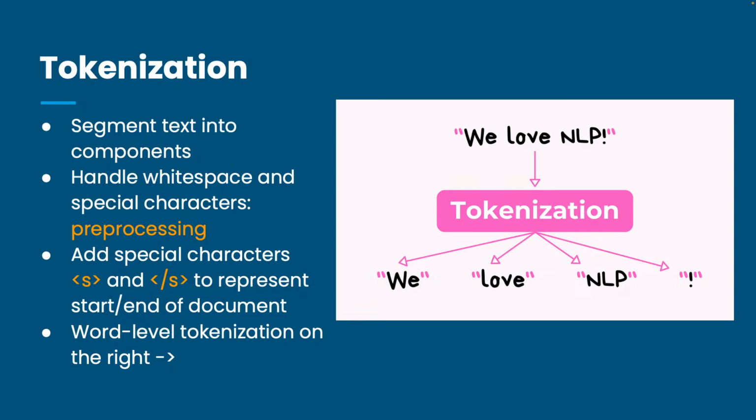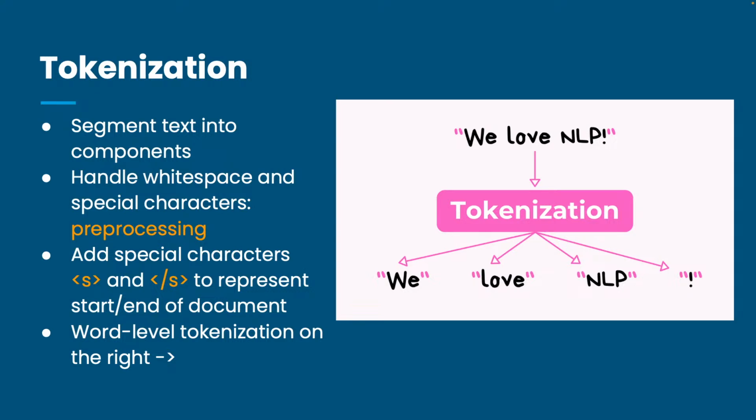These aren't part of the document, but they tell the model where the document starts and stops. The reason for this is that when you're training, the model doesn't really know what the start of the document is, so you add these special characters to denote the start and end of the document. And on the right, we have an example of tokenization.